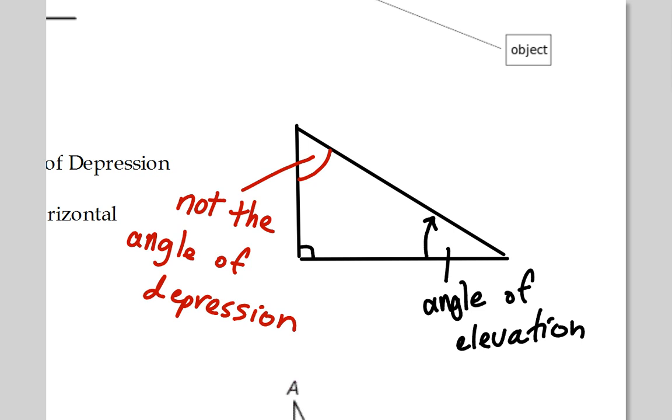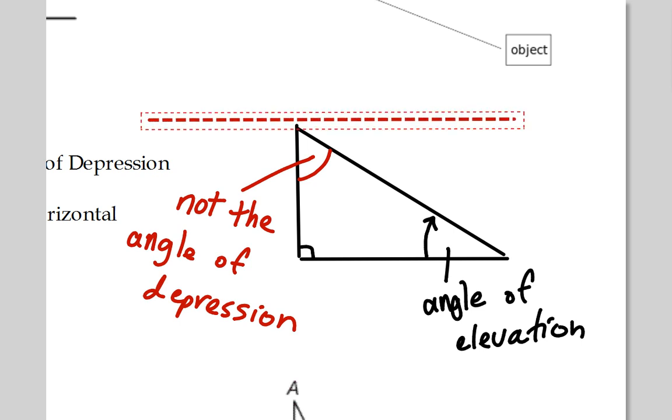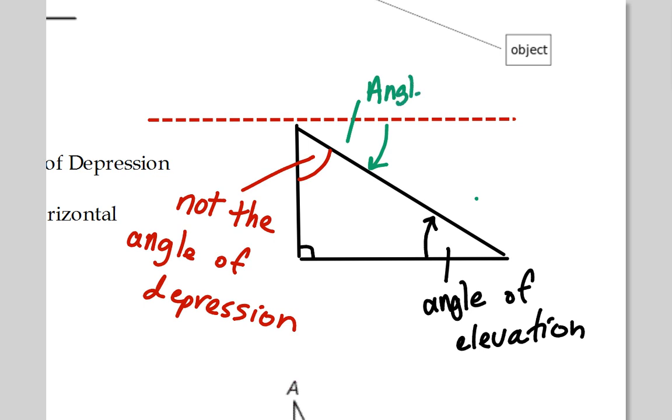The angle of depression would be from a horizontal line. So I'll draw it in green. Green is a nice color. Makes you feel good. This is the angle of depression. Maybe I should put it in purple. Sad or something. Whatever. Angle of depression is equal to angle of elevation.